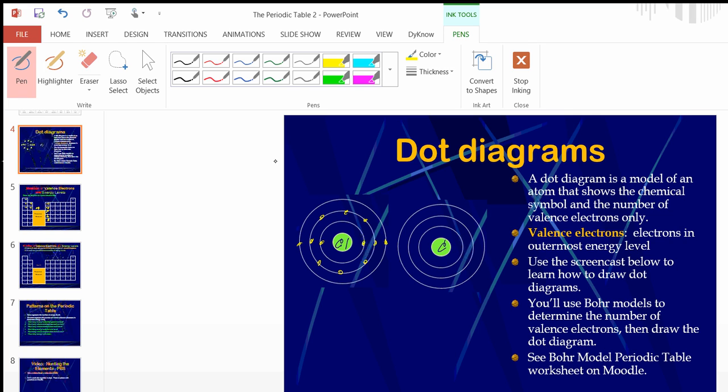Alright, so that's a total of 17 electrons, and you can see that 7 of them are in the outermost energy level, and so those are the valence electrons. So the dot diagram will have just the chemical symbol, which is Cl, and then it'll have 7 electrons because there are 7 valence electrons.